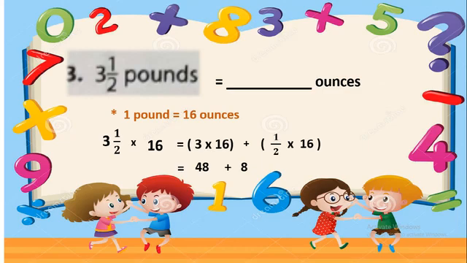So now let's add the 48 plus 8. 48 plus 8 equals 56. So therefore, 3.5 pounds is equal to 56 ounces.